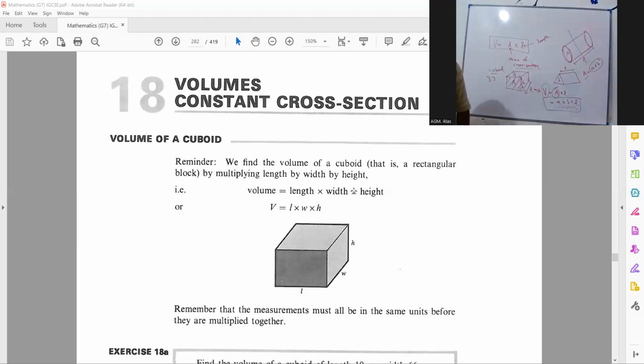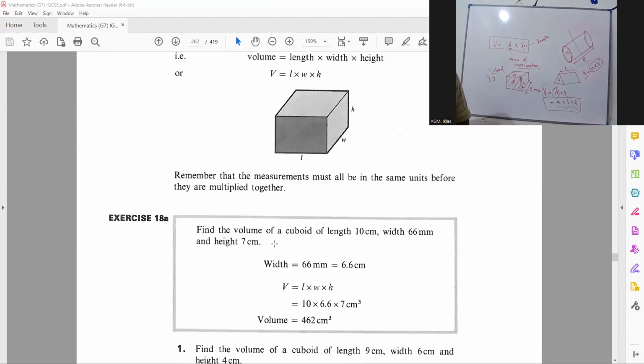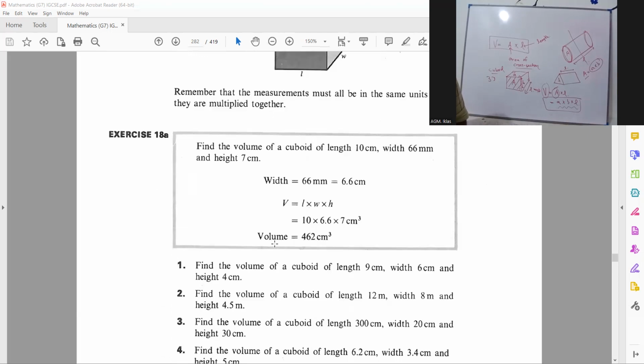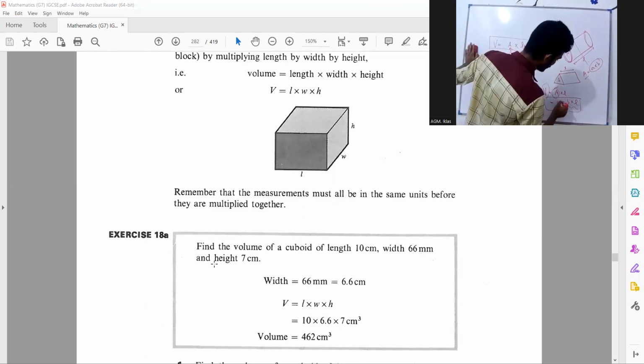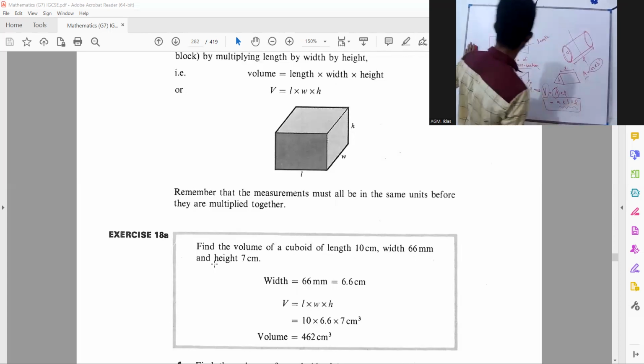Okay. So now we will move to the questions. Exercise 18A. Find the volume of a cuboid of length 10 centimeter, width 66 millimeter, and height 7 centimeter. So here you have to be very careful about the units. The units of each parameter must be the same.